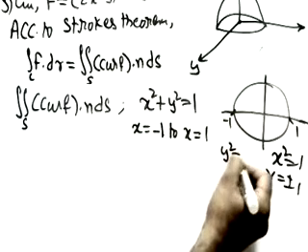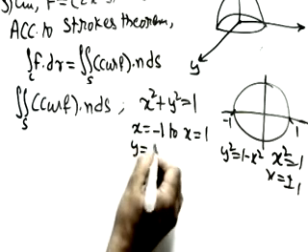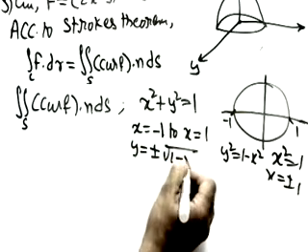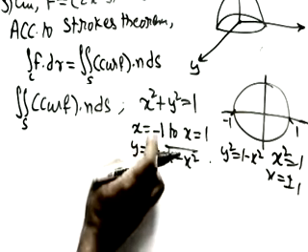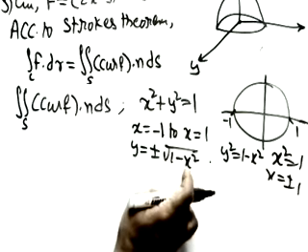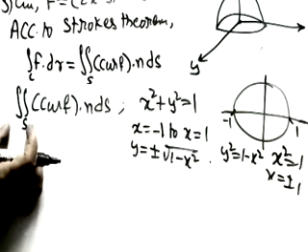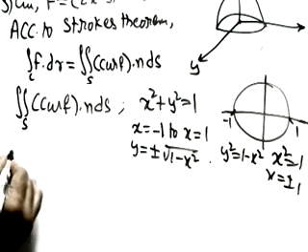Now for the limits of y, bring this here, and we get y square equals 1 minus x square. So y will be plus or minus under root of 1 minus x square. So we got the limits: x from minus 1 to 1, y from minus under root of 1 minus x square to plus under root of 1 minus x square. Next, let us go for curl f.